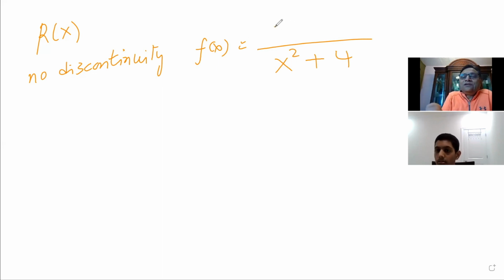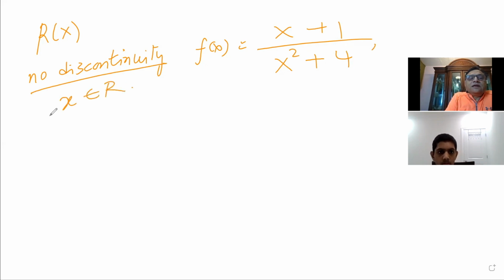Now you write anything you want on the numerator. You get the idea. So this means no discontinuity, right? Here, x belongs to real numbers. Is that correct? Okay.